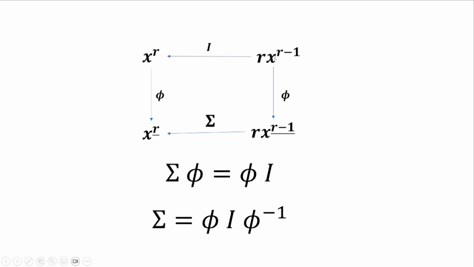Likewise, we can say that the inverse of the difference is the summation, and the inverse of the derivative is the integral. So when we take phi, when we take the integral, it is the same as taking phi, then taking the summation. We can multiply by phi inverse to get the summation equals phi inverse.